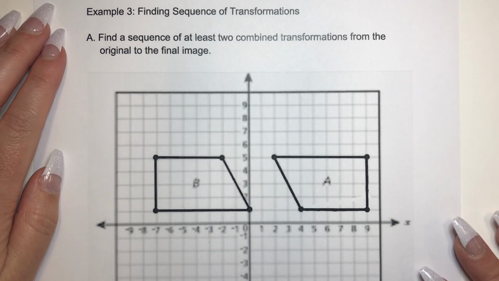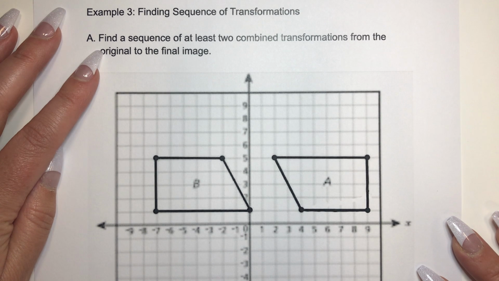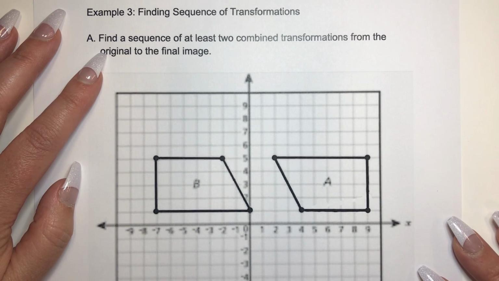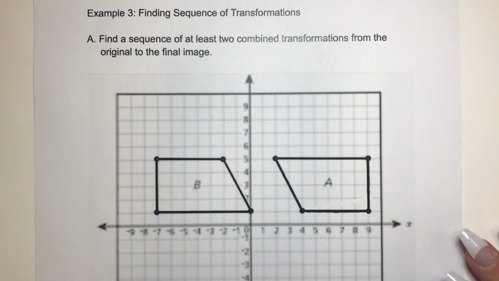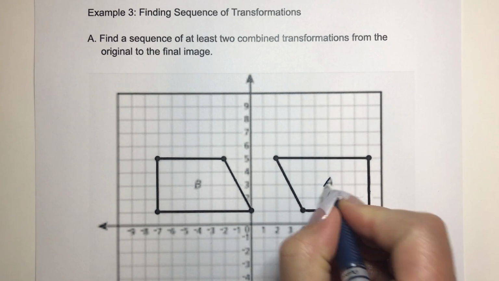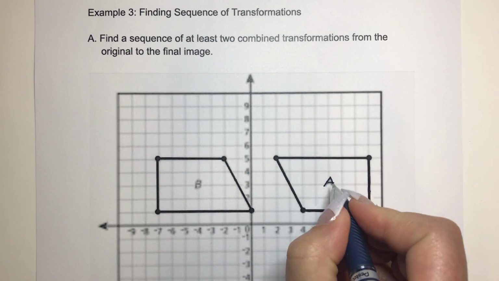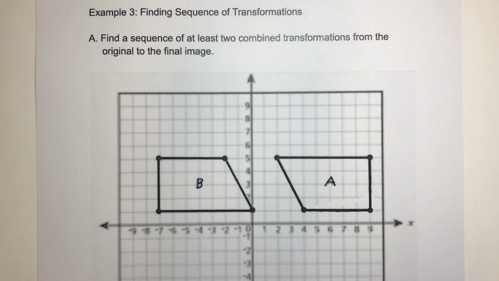All right, welcome back for example 3, finding sequence of transformations. A says find a sequence of at least 2 combined transformations from the original to the final image. So for this problem, we are starting at A and ending at B. It's obvious that they are the same size, so I don't think any dilations are happening.